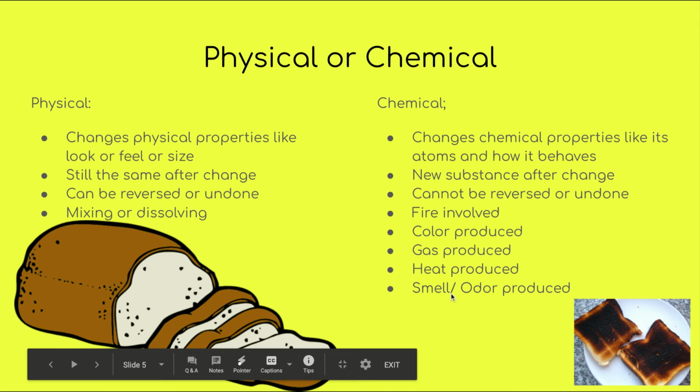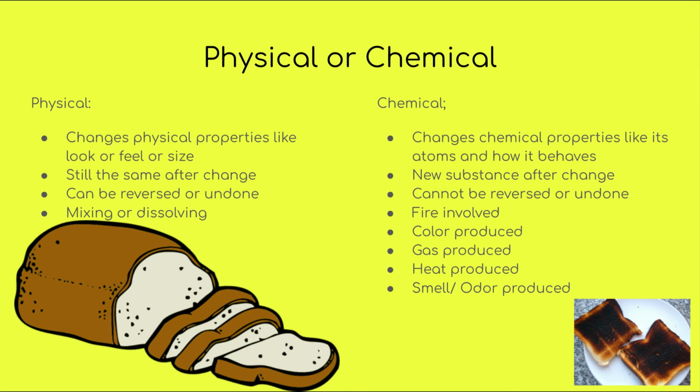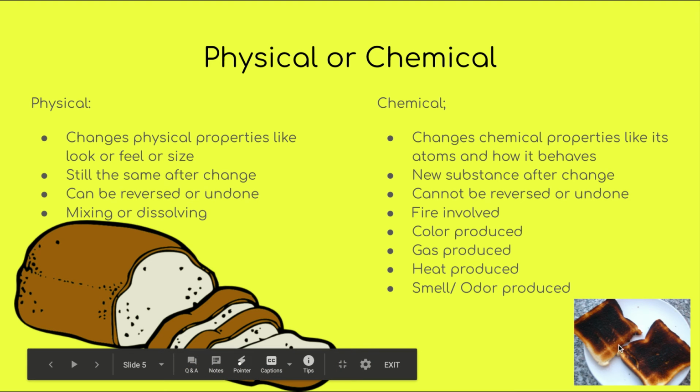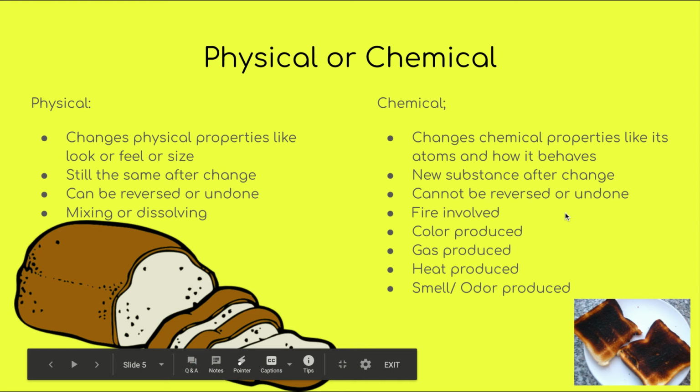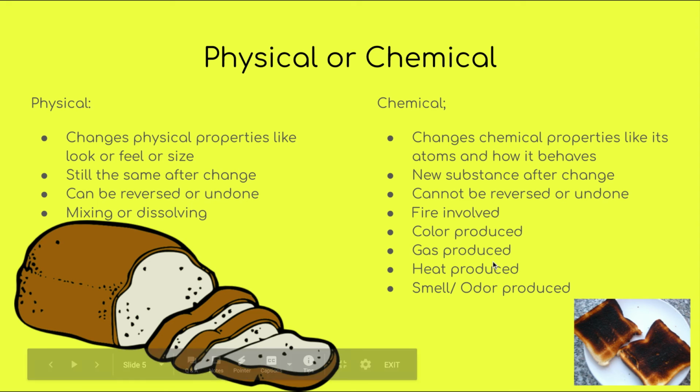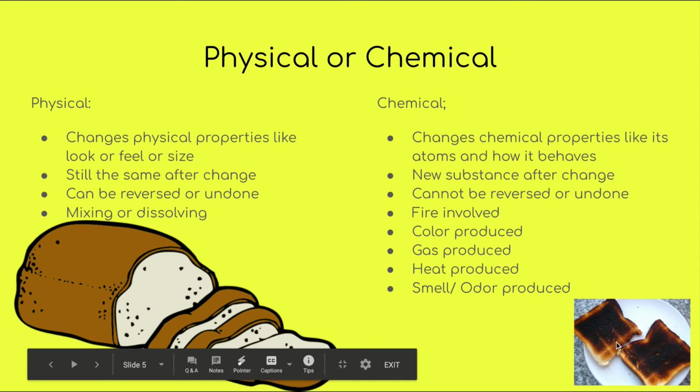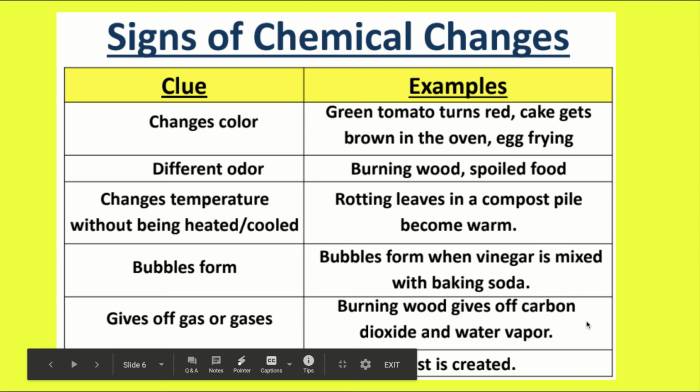A lot of times, this last one, I think about cooking, or if you burn something, burning things has a specific smell. You can tell if something's burning. Okay. Now, in this case, we have toast, but this time, it's been burned. You can't unburn the toast. So that's this clue. Is it a new substance after? Yeah. If you burn it enough, you'll have ash. It involves heat. Heat is produced, and there is a smell or an odor if we were to burn this toast. All those clues all together let me know that was a chemical change.